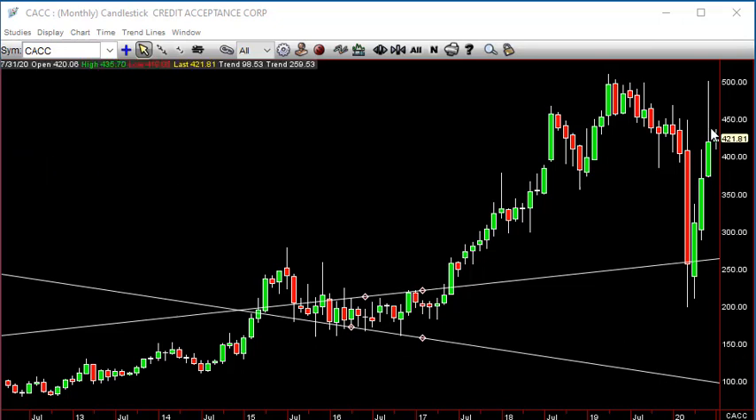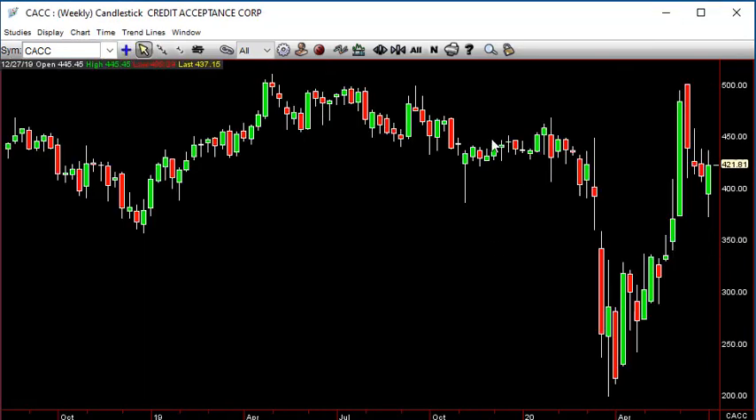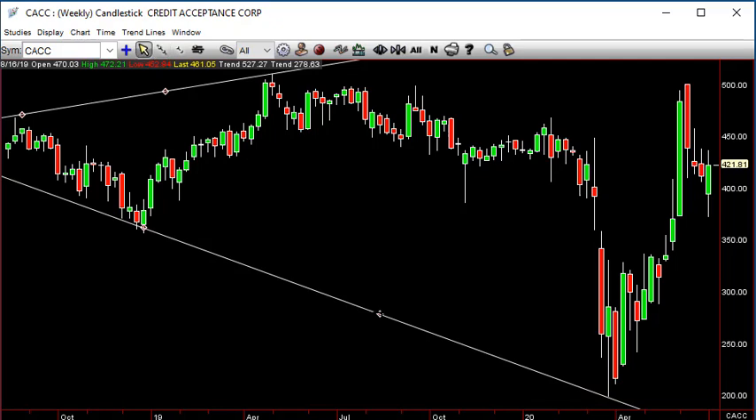CACC, is this what we look for? It is. Down, inside, back up. Hasn't taken it out yet, so the weekly still looks like this. Like so.